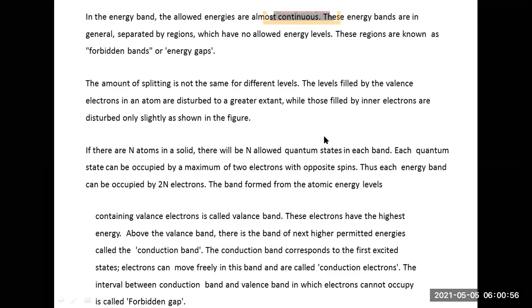Very clear. These electrons will have the highest energy, and above the valence band you will have a band called the conduction band. The distance between the valence band and the conduction band is considered to be the forbidden gap.